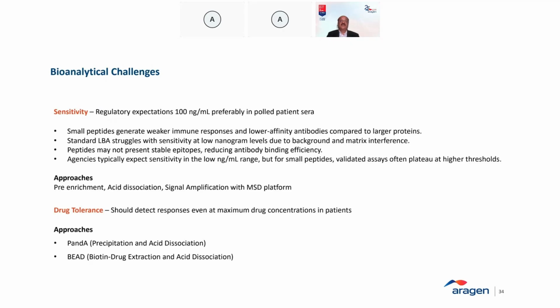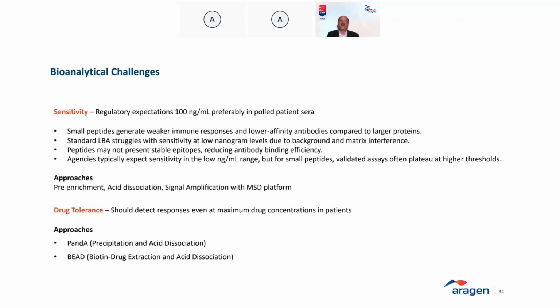Now, sensitivity for the assay is defined by regulators as 100 nanogram per ml, and this is preferably in pooled patient sera. For small peptides like semaglutide, what we have seen is that they generate a very weak immune response, and they are very low affinity antibodies compared to large proteins. So it becomes standard in our ligand binding assay that we struggle with the sensitivity at the low nanogram levels because of two factors. Your positive control antibody does not have very high affinity, and another one is there is a background from the matrix that you are using.